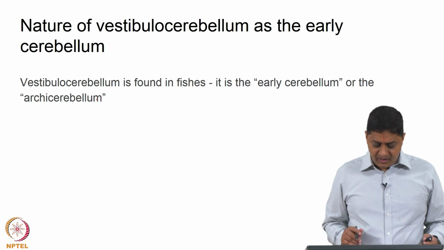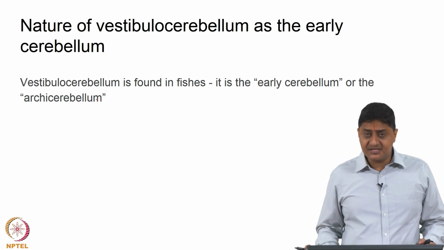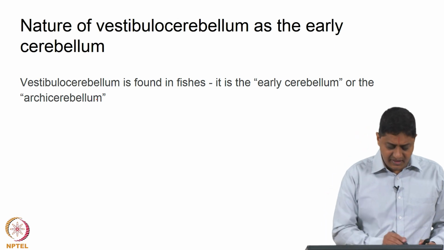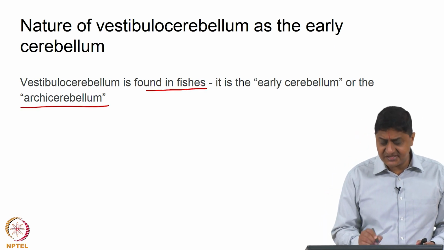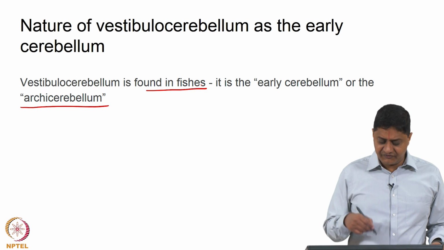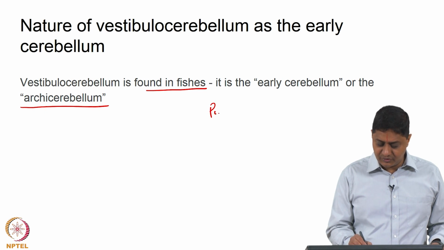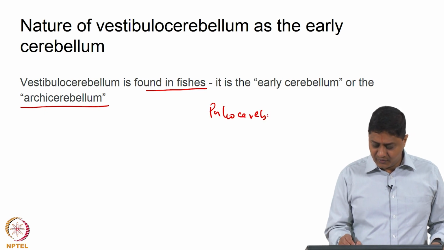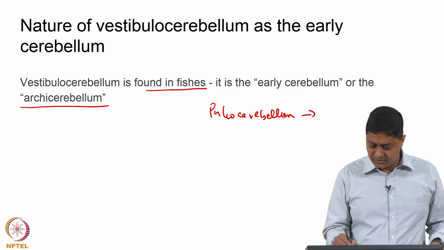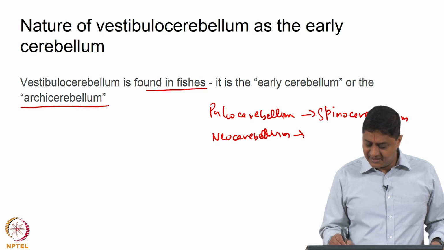And also we have seen what happens due to lesion, and also remember that vestibulocerebellum is the early cerebellum, it is the archicerebellum, it is present in fishes and other such lower animals. After the development of vestibulocerebellum, further development led to the paleocerebellum. We know what this is. Paleocerebellum is also the spinocerebellum, is it not? And then we have the neocerebellum. This is basically the cerebrocerebellum.